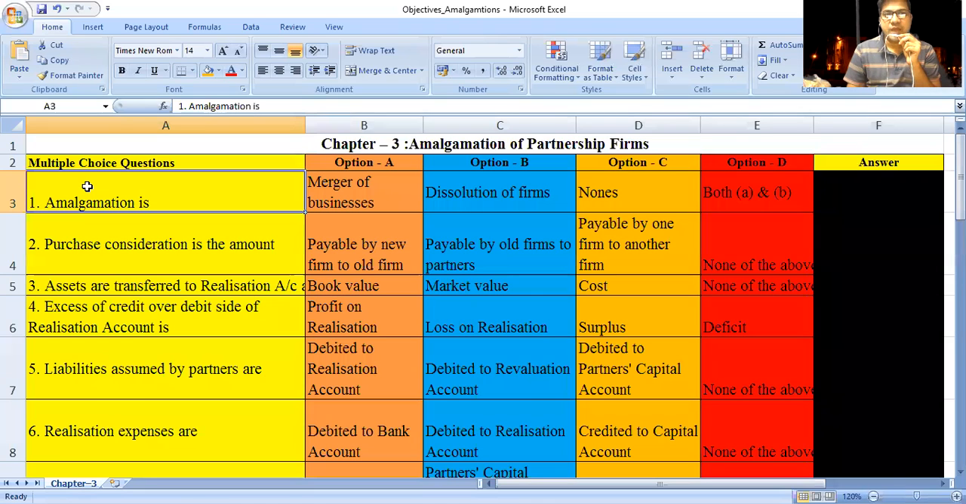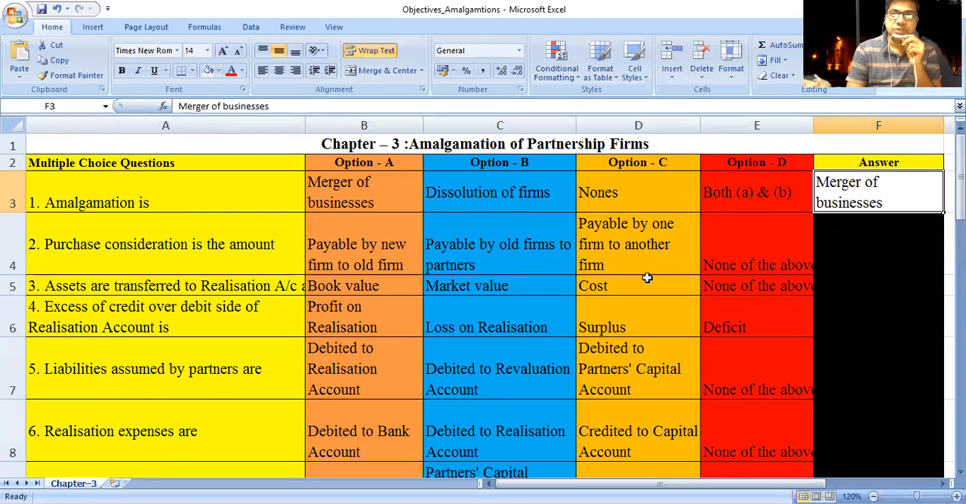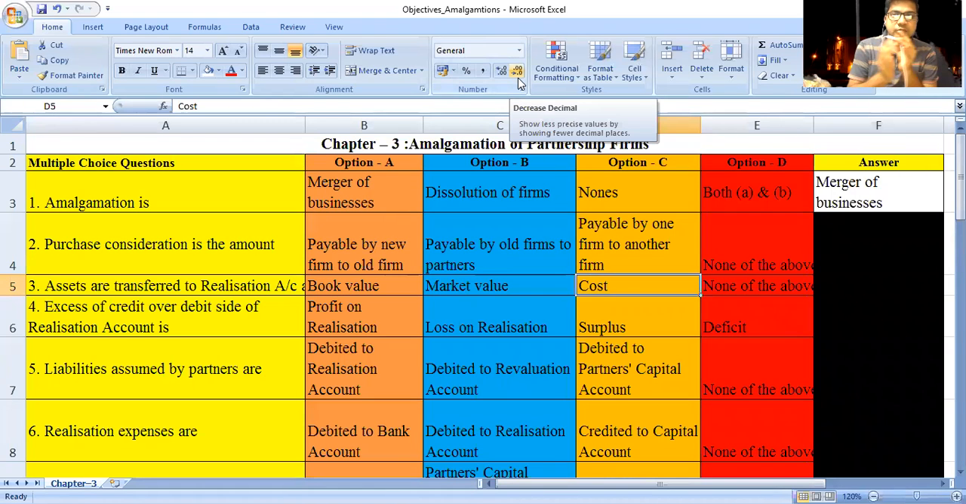So what will be the answer? So friends, amalgamation means, yes, Nandan, Vrushali, Kamal got the right answer. They say option A. So option A is the right answer, merger of the business. It is a merger. Two firms come together. Two firms merge. Therefore, we can say that it is an amalgamation.